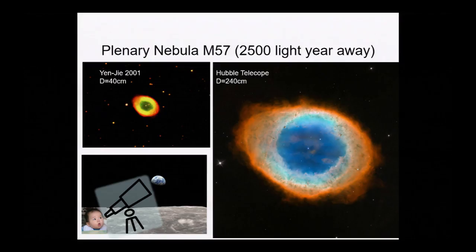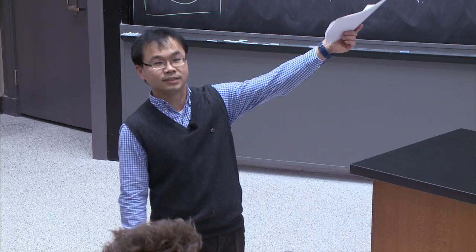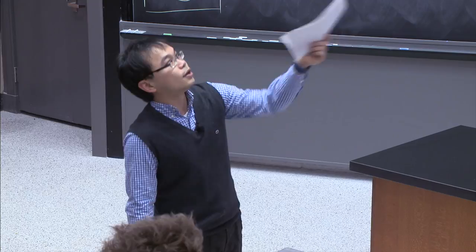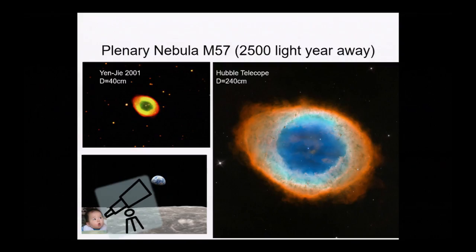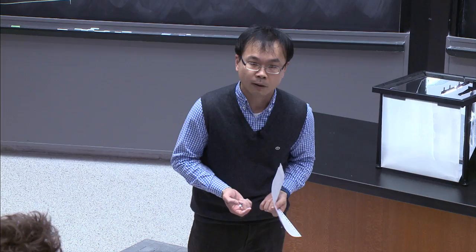So this is a comparison between a not so serious picture and a picture from the Hubble telescope. I was using a telescope with d equal to 40 centimeter, and that's the best thing I can achieve, shooting the planetary nebula M57. That object is 2,500 light years away. And you can see that I cannot get a lot of detail from this image, all right?